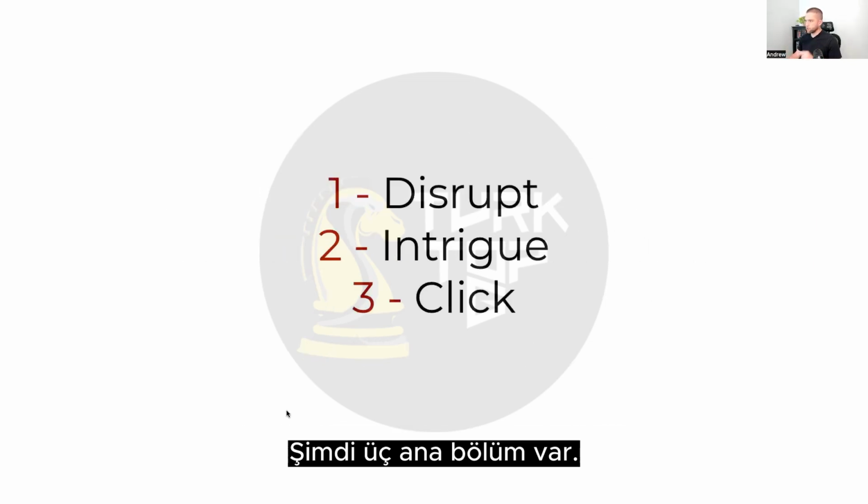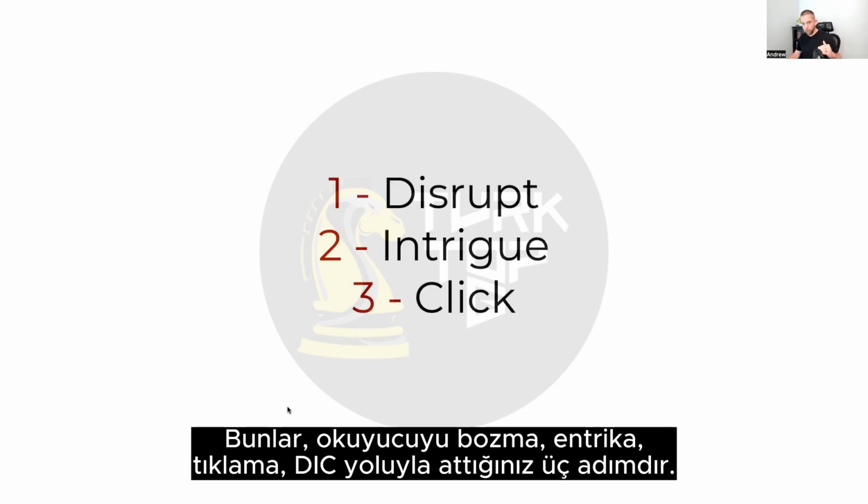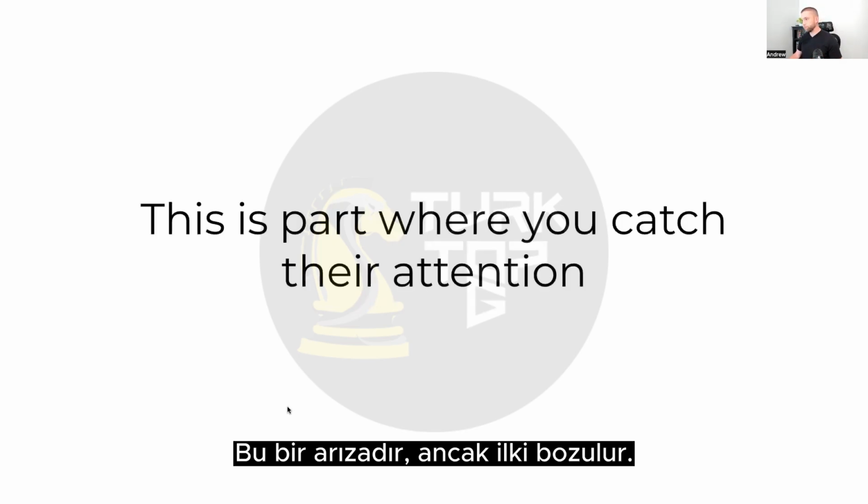Now, there are three main sections. The first one is disrupt. The second one is intrigue. And the last one is click. These are the three steps you take the reader through: disrupt, intrigue, click, DIC. Let's break down the first one, disrupt.